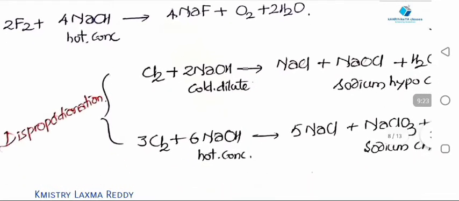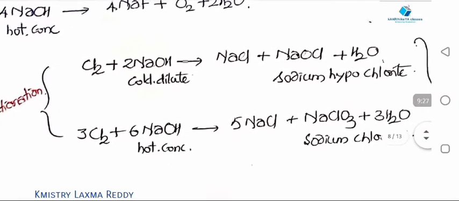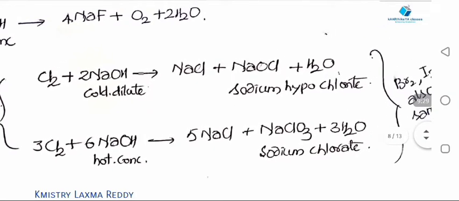Chlorine, bromine, iodine, all react in the same way. These reactions are disproportionation reactions. With cold and dilute, NaCl and NaOCl; the oxidation states you see are -1 and +1. Hot and concentrated, NaCl and NaClO3, -1 and +5.